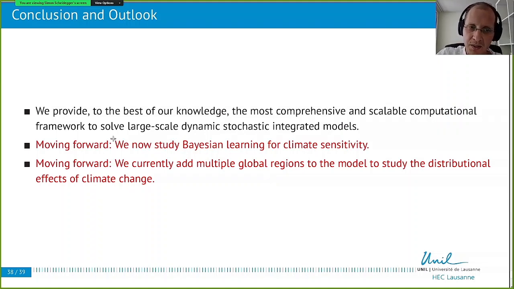Other questions that are on the table are, for instance, the equilibrium climate sensitivity. This is an endogenous object from the climate science, and it's very hard to embed that in dynamic stochastic economic models, but with Bayesian learning, we believe that is possible. So that's also a next step.